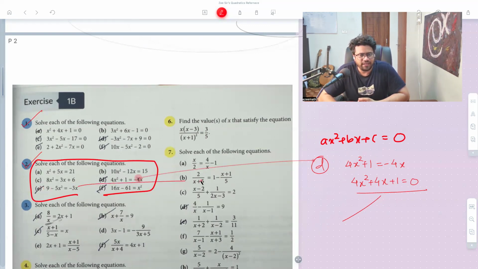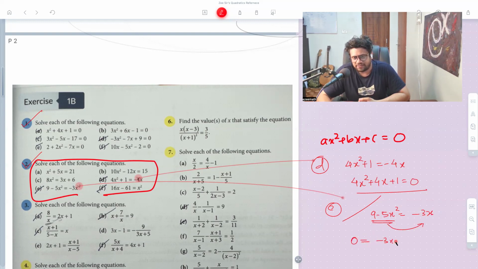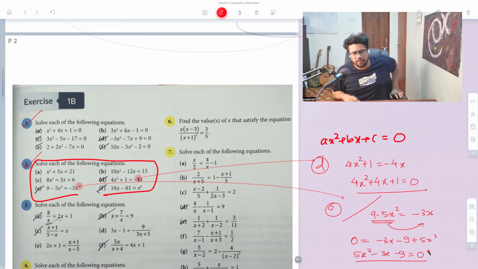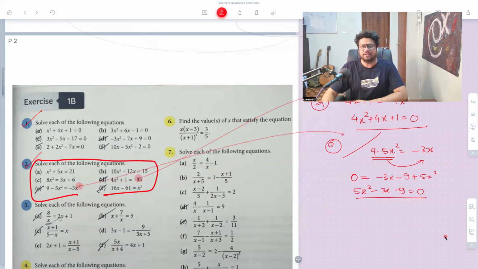Same, look at E. You can go 9 minus 5x squared equals negative 3x. Well, I'll take these two to the other side. A 0 remains here if I take both of them: a negative 3x, a negative 9, and plus 5x squared. Well, you're going to remain with 5x squared minus 3x minus 9 equal to 0. Well, that's about it. Again, from there on, it's easy for you to solve.